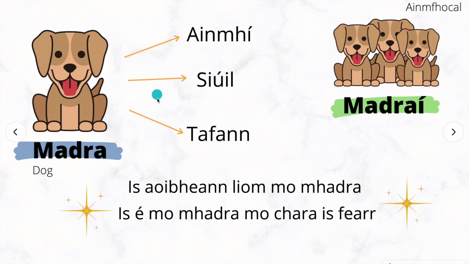I've also linked it, word association and word grouping, with ainmhí, which is an animal. Siúl is to walk, so you walk your dog. And tafann, which is to bark, which obviously dogs will do. I've also included on the right hand side the plural version, madraí. So as you can see there, I've linked both the grammar, bit of grammar, related words and associations, some more grammar, I guess you could say here, with the masculine noun, and also some sentences that involve the word.